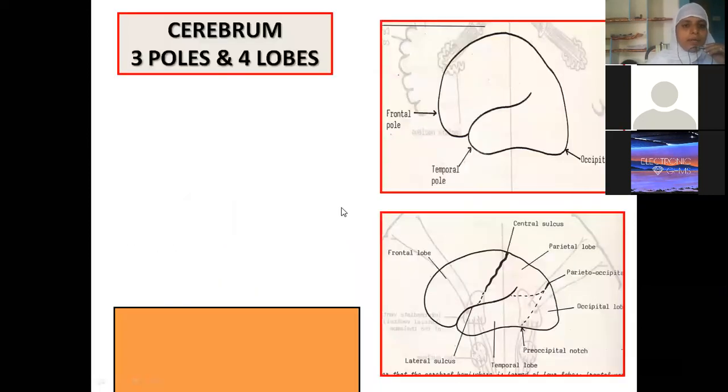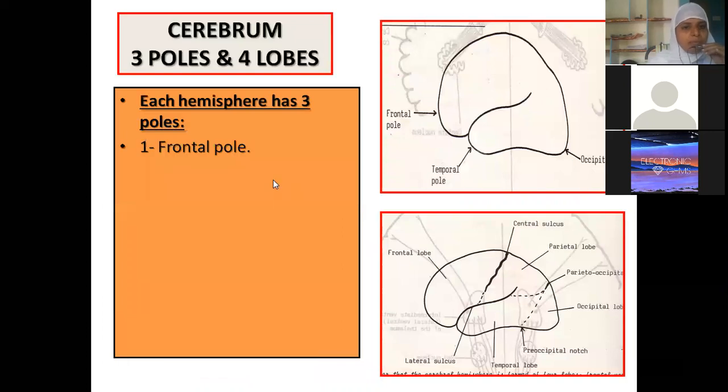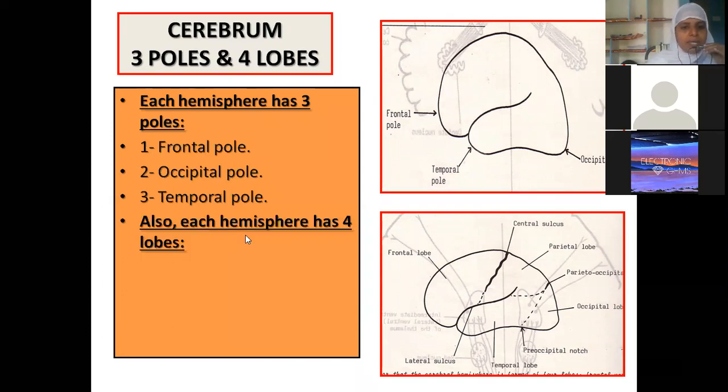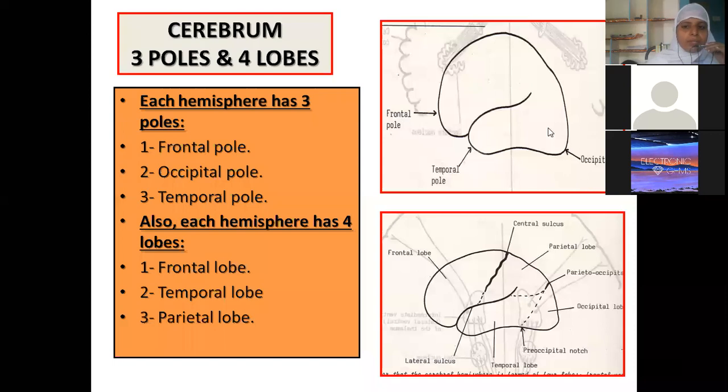Now let us see what are the poles we have. So this is the frontal lobe, isn't it? The most pointed area of the frontal lobe is the frontal pole, the most pointed area of the occipital lobe is the occipital pole, and the most pointed area of the temporal lobe is the temporal pole. So these are the three poles. At each hemisphere, we know pretty well, we have four lobes. What are those? Frontal lobe, temporal lobe, parietal lobe, and occipital lobe.